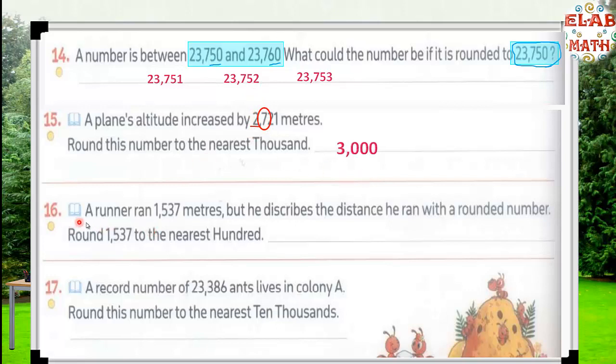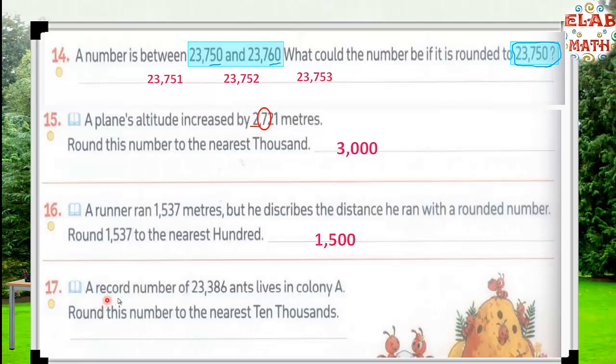Next one, 16, a runner ran 1,537 meters, but he describes the distance with a rounded number, not an exact number. Round 1,537 to the nearest hundred. Where is the hundreds place here? In 5. After 5 we have 3, less than 5, that means you should write 1,500 without changing the digit in the hundreds place, please.